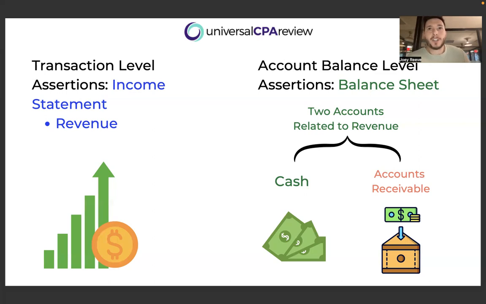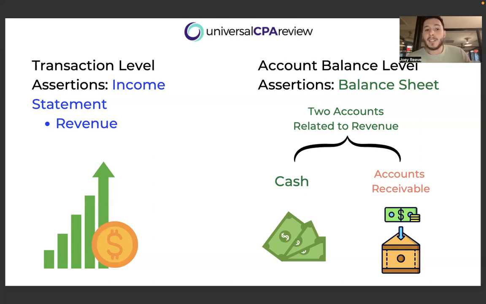And when a sales transaction occurs, you're thinking about cash, or this sale could have been made on credit. It could have been made in exchange for an account receivable, an IOU. So when you're thinking about the balance sheet related to revenue, the two accounts that impact this are cash and accounts receivable. When we really drill into the account balance level assertions, we're going to think about documents that relate to these two account balances.